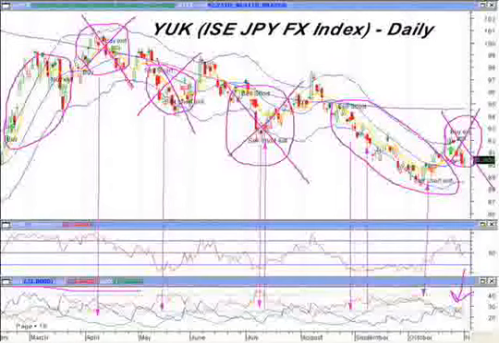Now, I know some people like to be more active traders. If you want to do that, we're looking at a daily chart here, folks. So, drill down. Look at an hourly chart. Look at a 30-minute or a 15-minute chart. If you want some more activity, you can definitely do it that way.